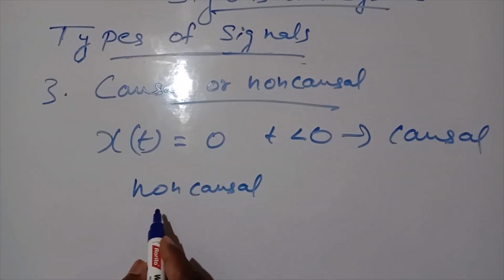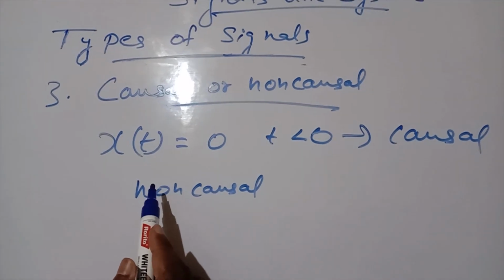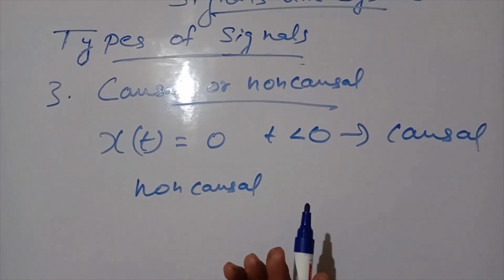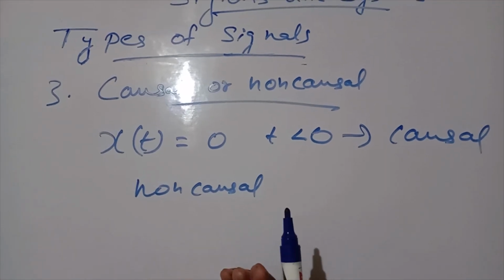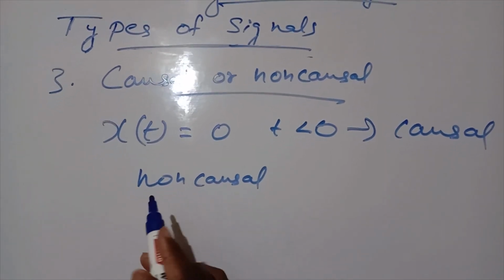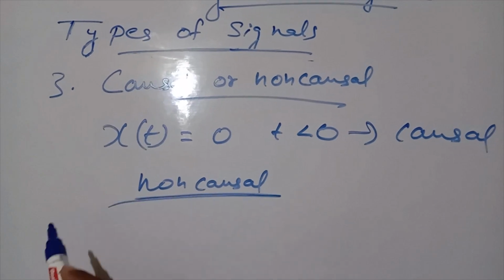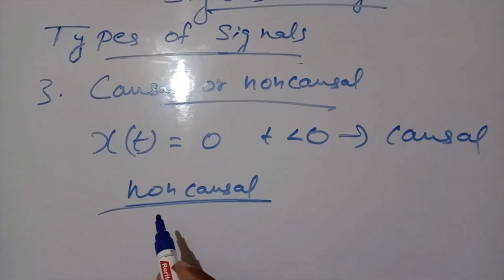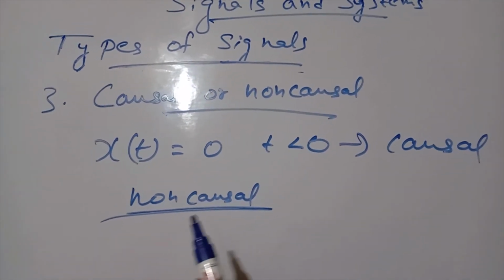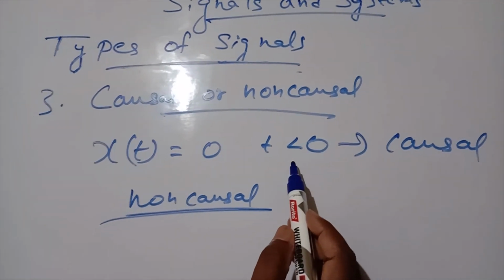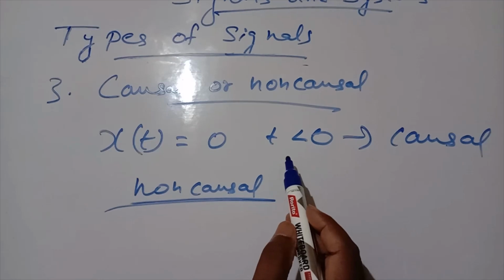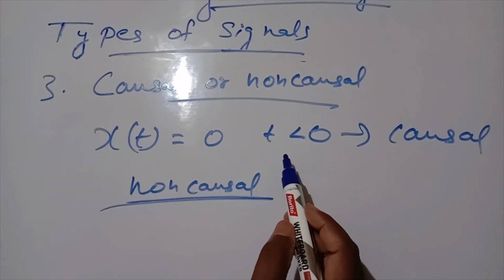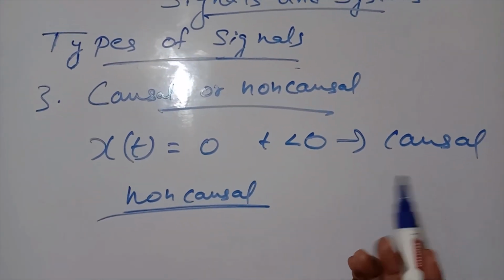That means if the signal x of t has values on both sides, for example for t greater than or equal to 0 and t less than 0, such kinds of signals are known as non-causal signals. And the signal which is 0 for t less than 0, or has no values for negative values of time, such kinds of signals are known as causal signals.